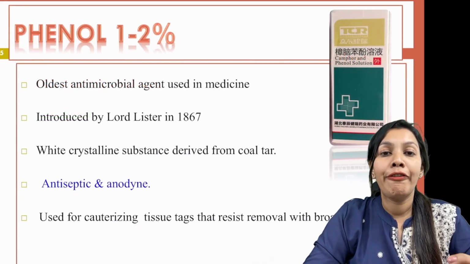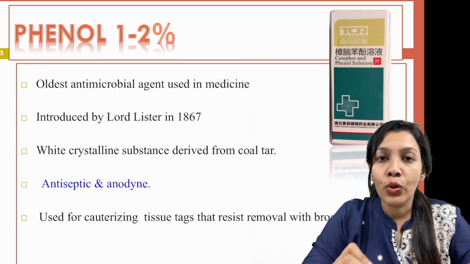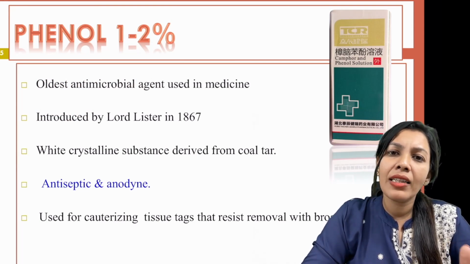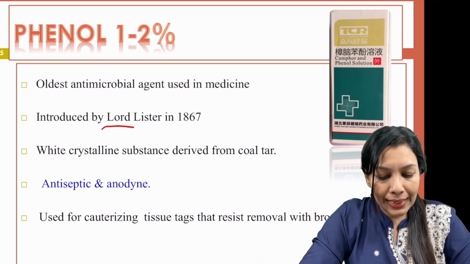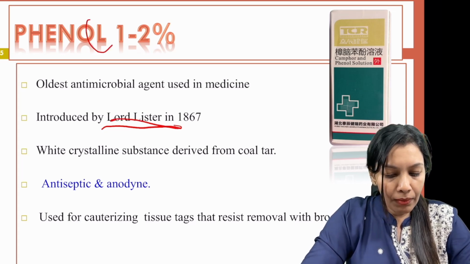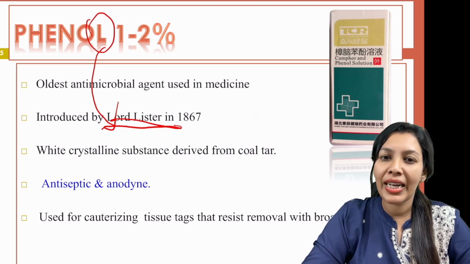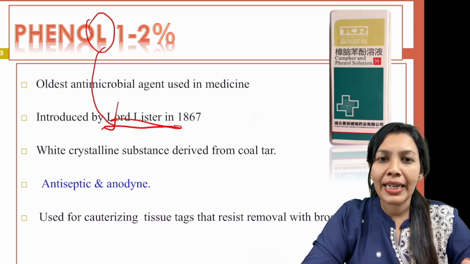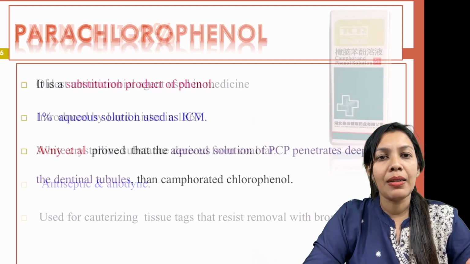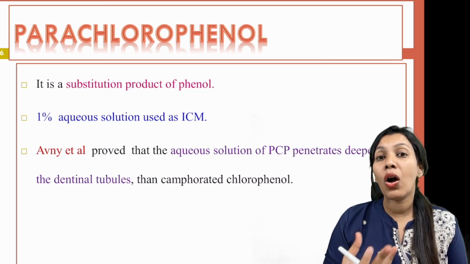Next is phenol. For phenol, the concentration is very important, 1 to 2 percent. Phenol is again the oldest antimicrobial agent. Very important, Lord Lister was the person who introduced phenol as an intracanal medicament. As with eugenol, it has both antiseptic as well as anodyne properties, and the effect of phenol was not that much.